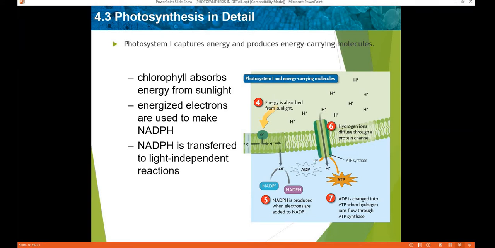Now, how is the ATP produced? The protein channel in step 6 is part of a complex enzyme known as ATP synthase. What does this ATP synthase do? It makes ATP by adding the phosphate group to the ADP.